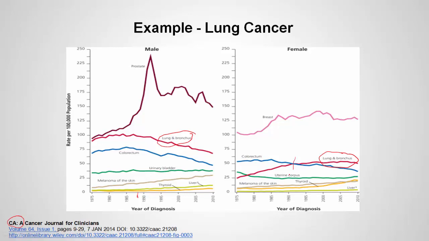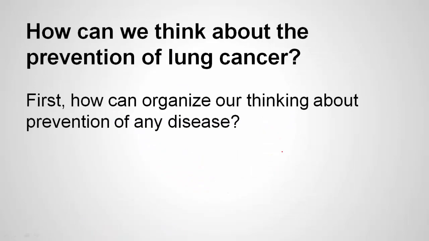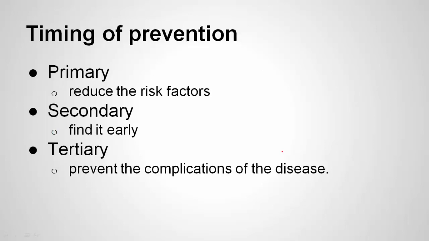So these are good slides to just get a picture of what's going on with cancer these days. But we'll use lung cancer as our example here when we think about prevention. So thinking about prevention of lung cancer, you first have to organize your general thinking about prevention of any disease. There are two different ways that we've talked about how to do this. One is in the timing of prevention: primary, secondary, and tertiary prevention.